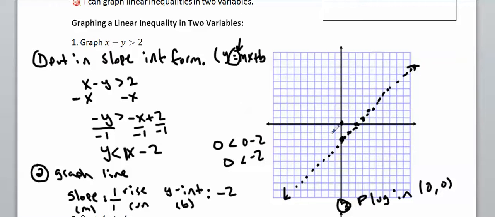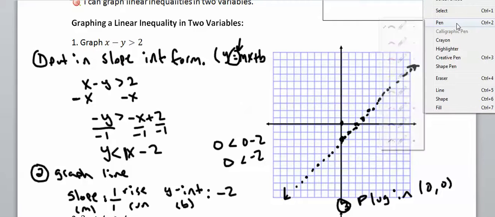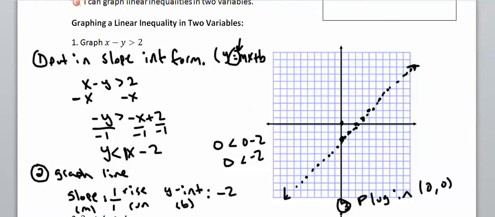So that means, what do you think? If I want to shade in solutions, am I going to shade towards 0 or away from 0? Well, since it's not true when I plug in 0, I'm going to shade away from 0. So my solutions to this problem are everything underneath this dotted line, right?